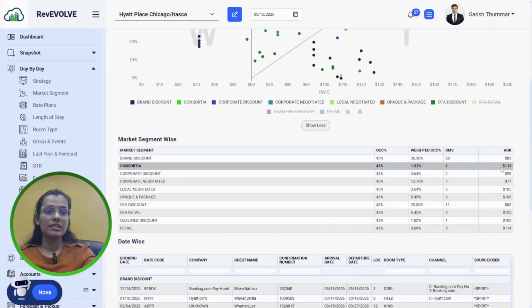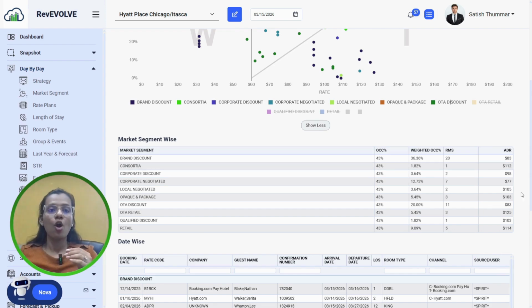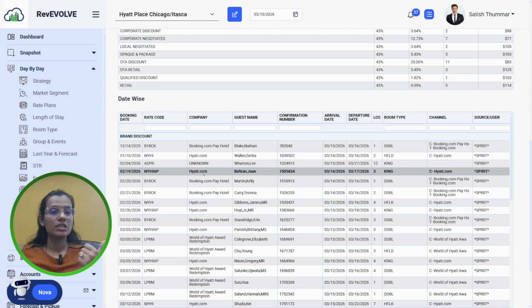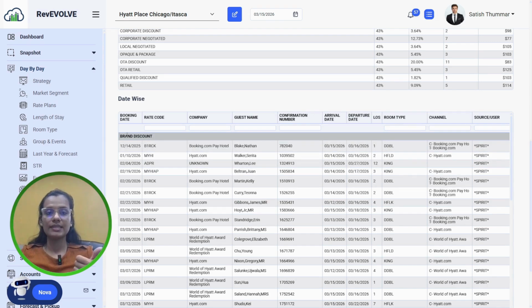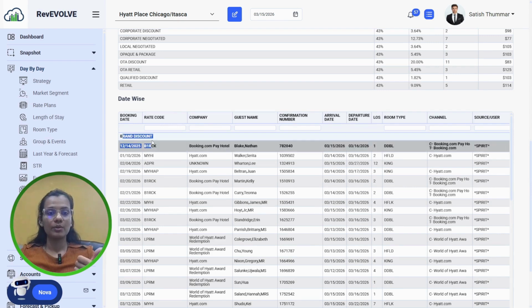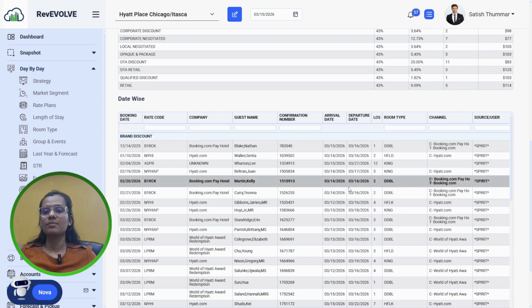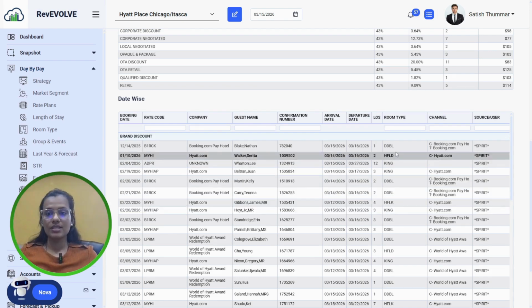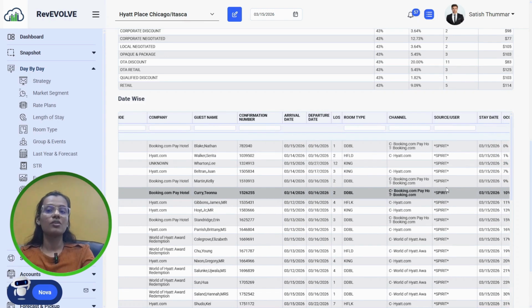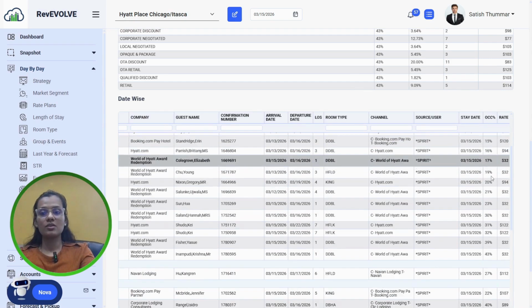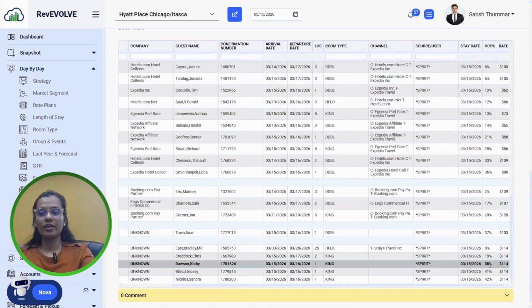Then, finally, when the revenue manager wants to understand the actual booking behavior, we can drill all the way down to the reservation level. Here we can see all the reservation details for this property, market segment wise. For brand discount, what were the booking dates, what were the rate codes, the companies, the guest names, confirmation number, arrival date, departure date, length of stay, LOS, room type, the channels, the source or the users, stay date, for which stay date the guest is coming in, the occupancy from 0 going up and up for all the segments.